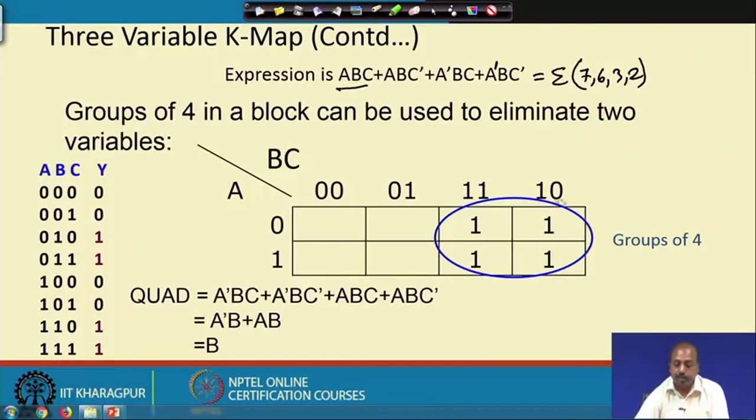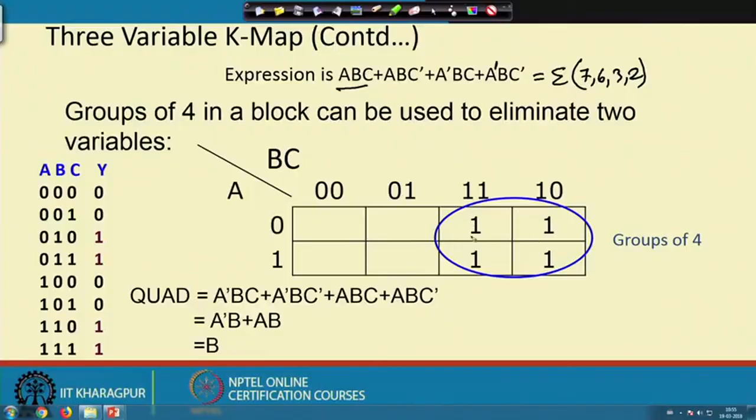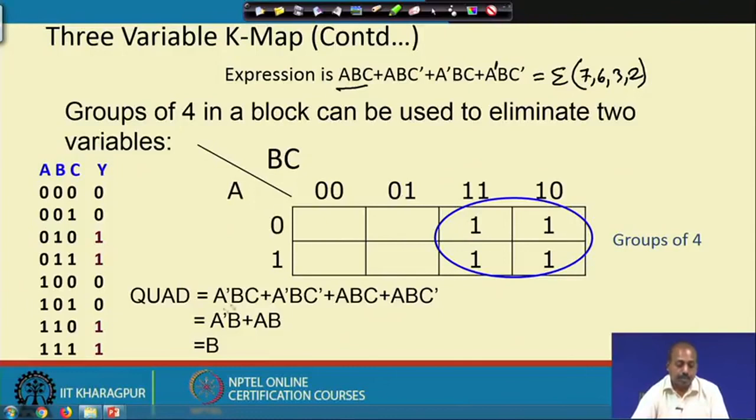So, ultimately what you get is 4 ones which are close to each other. They are all one hop away from each other. Whenever you have 4 ones like this, you can club them together into a group of 4, and if you do a minimization by using Boolean identities, you see that this whole term reduces to B.